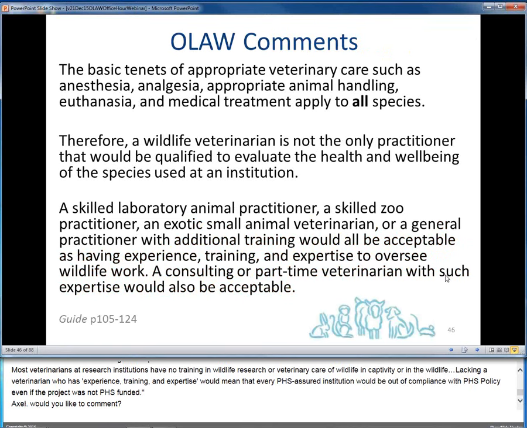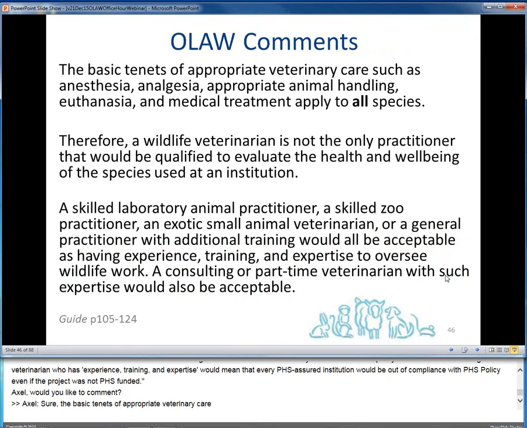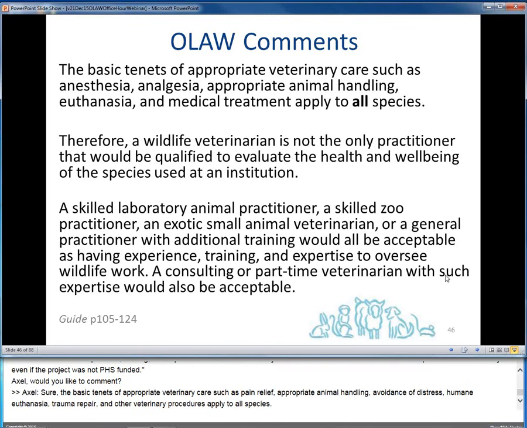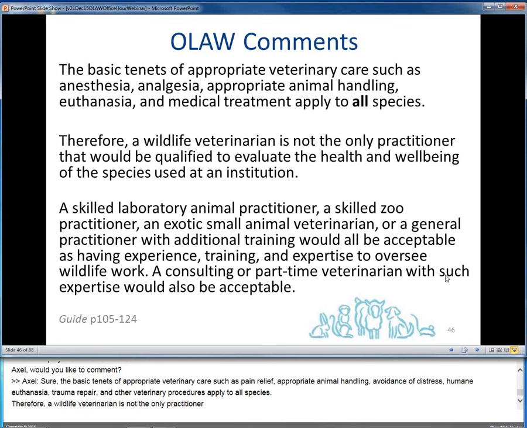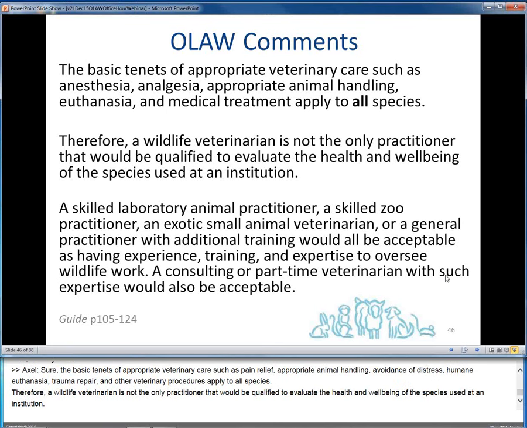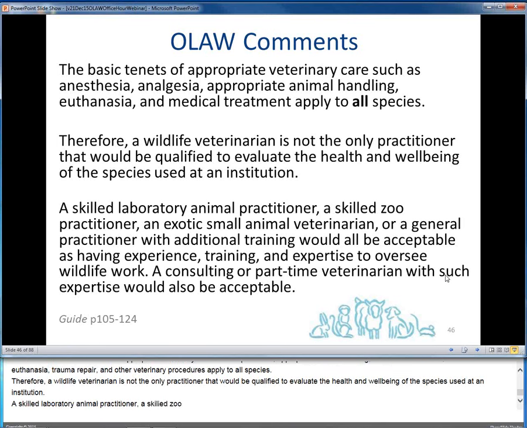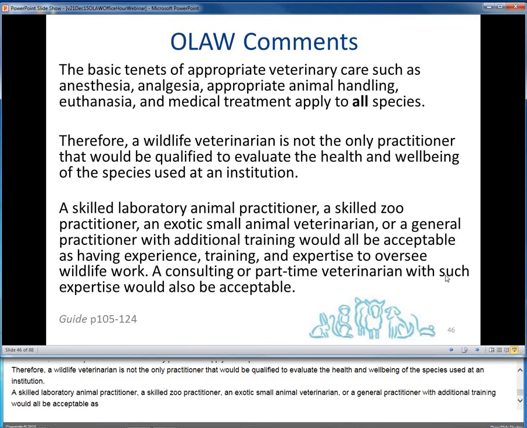Sure. The basic tenets of appropriate veterinary care, such as pain relief, appropriate animal handling, avoidance of distress, humane euthanasia, trauma repair, and other veterinary procedures apply to all species. Therefore, a wildlife veterinarian is not the only practitioner that would be qualified to evaluate the health and well-being of the species used at an institution. A skilled laboratory animal practitioner, a skilled zoo practitioner, an exotic small animal veterinarian, or a general practitioner with additional training would all be acceptable as having experience, training, and expertise to oversee wildlife work. A consulting or part-time veterinarian with such expertise would also be acceptable.